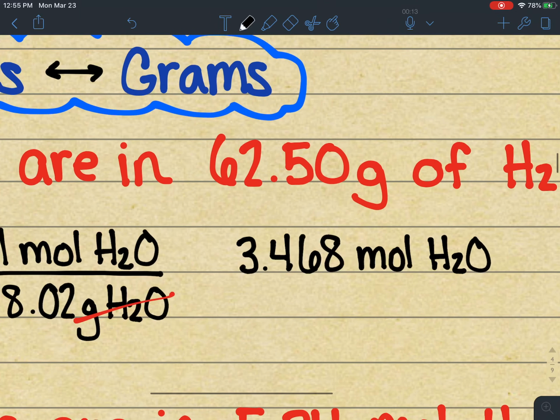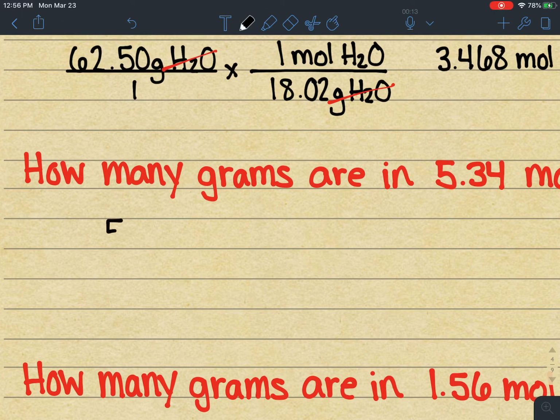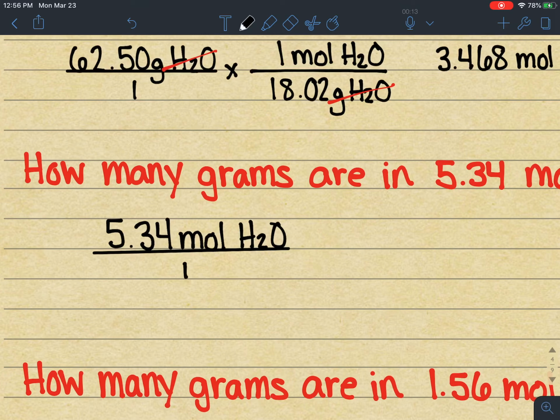All right, next problem. Again, we're just looking at unit cancellation throughout this whole thing. Now, how many grams are in 5.34 moles of water? So starting out again with 5.34, which has 3 sig figs. Put that over 1. And now I'm going to use that conversion factor we just used in reverse. Because I need to cancel out moles of water, 1 mole of water will go on the bottom, and my 18.02 grams of water will go on top.